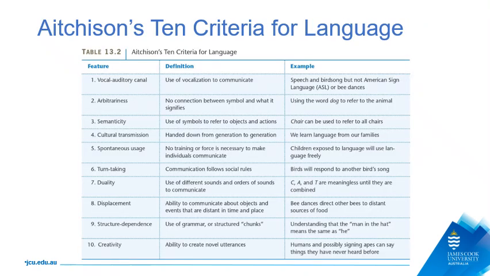So we have Hockett's 10 criteria for language. This table is taken from our textbook. There are a lot of words. I will not read them out one by one. I just want everybody to focus on the last category of creativity, which is highly unique to highly intelligent animals like us.